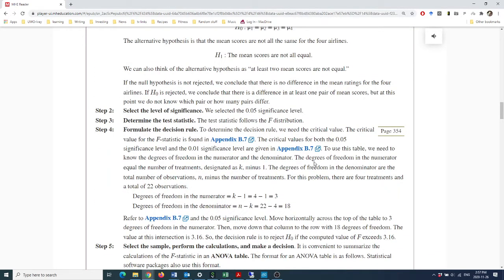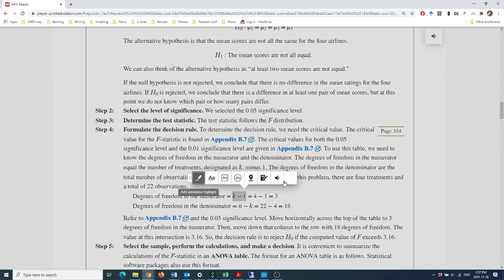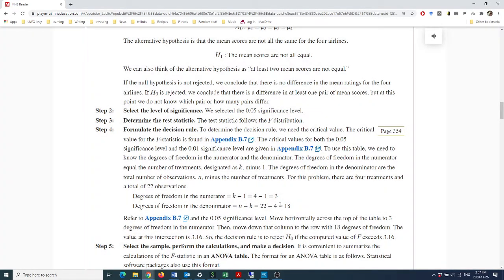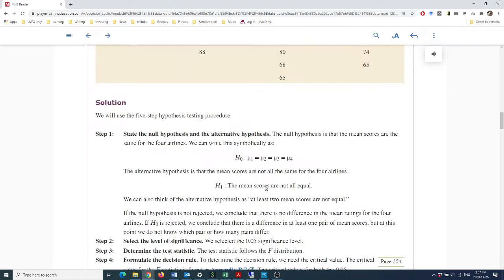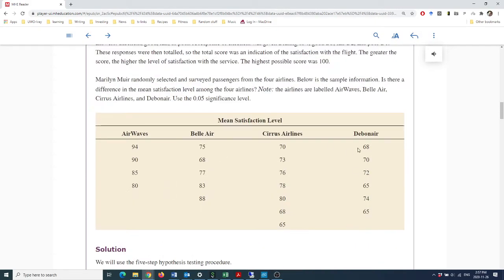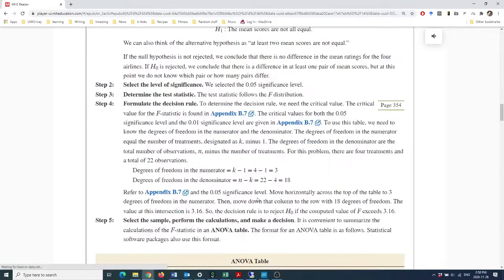But in order to do this, we will need to use the degrees of freedom. And as you remember, the F distribution has 2 degrees of freedom, the degrees of freedom for the numerator and the degrees of freedom for the denominator. The degrees of freedom for the numerator is the number of groups minus 1. So K groups, and here in our example we have 4 groups, 4 airlines. So K minus 1 is the degrees of freedom for the numerator.